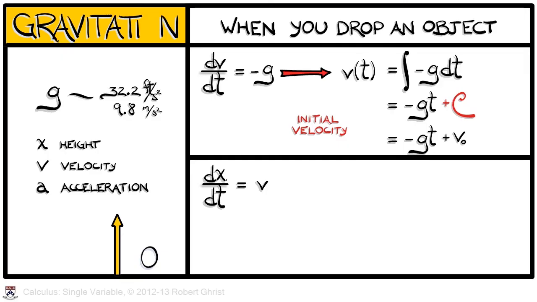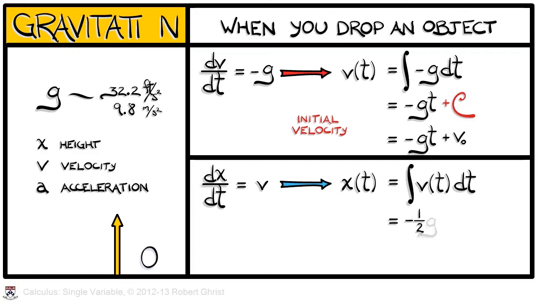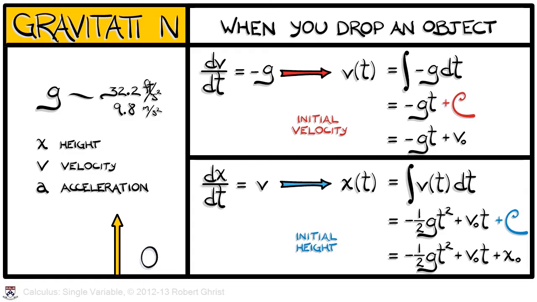Now, taking that solution for velocity and plugging that into the right-hand side of our second differential equation allows us to solve for the height, x, as the integral of v of t dt. We already know what v of t is, and so we compute the antiderivative to get negative 1/2 g t squared plus v naught t plus another constant of integration. What is that plus c? Well, that is really an initial height, since at time 0, all of the other terms vanish except for the plus c. So we can write that as negative 1/2 g t squared plus v naught t plus x naught.